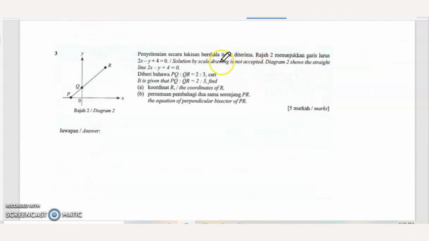Okay, so solution by scale drawing is not accepted. So this is for the topic coordinate geometry. Diagram 2 shows the straight line 2x minus y plus 4 equal to 0. So this is a straight line with the equation 2x − y + 4 = 0. And then given that PQ to QR is 2 to 3. So this is the ratio for the line PQR. Find the coordinates of R.